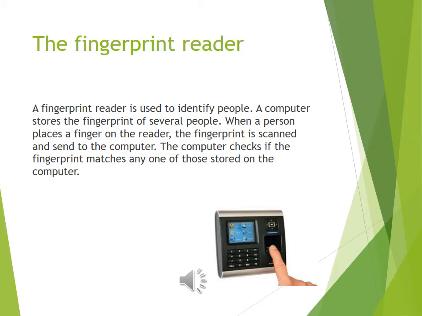What is a fingerprint reader? A fingerprint reader is used to identify people. A computer stores the fingerprint of several people. When a person places a finger on the reader, the fingerprint is scanned and sent to the computer. The computer checks if the fingerprint matches any one of those stored on the computer. Different offices use the fingerprint reader for the attendance of their employees.